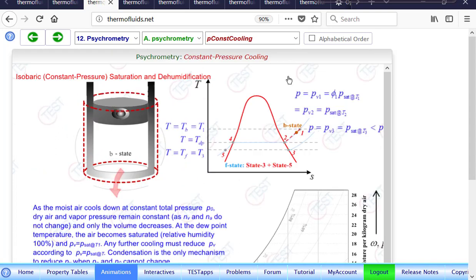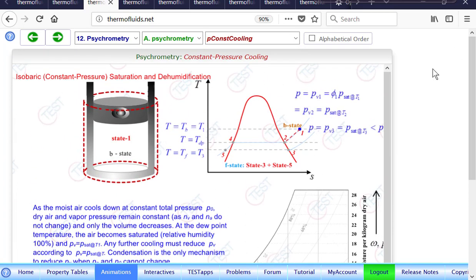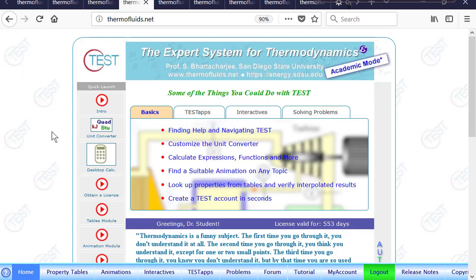In this particular slide, we show dehumidification and also simple cooling. In the first part, as it goes from 1 to 2, you can see that it's cooling without any condensation, but from 2 to 3, we see condensation involved. Okay, so let's go and see if we can quickly set up a problem in TEST and solve it.